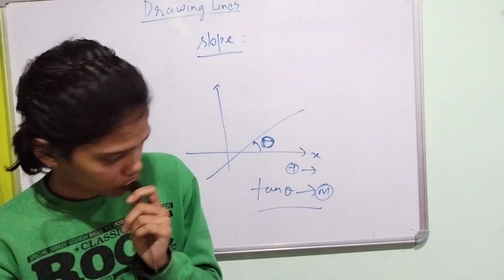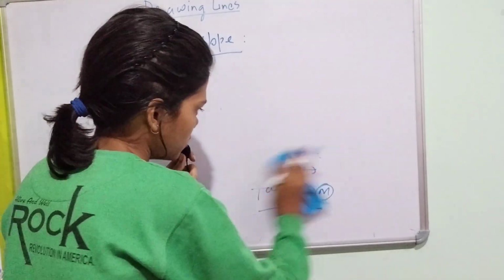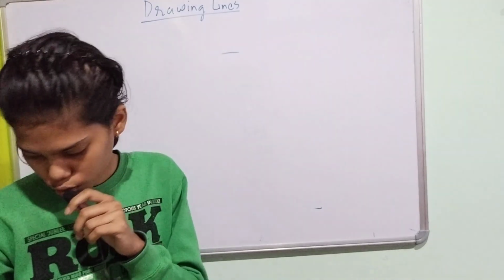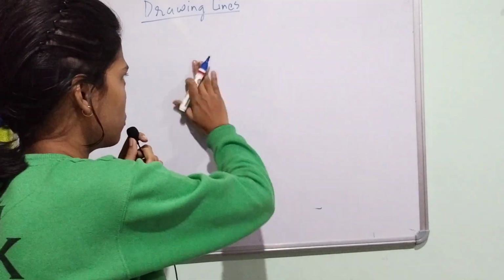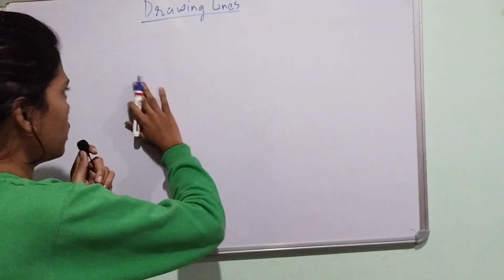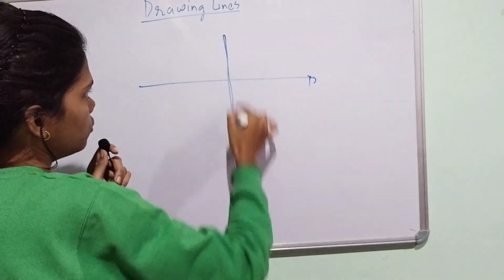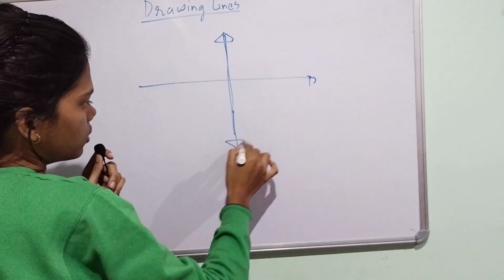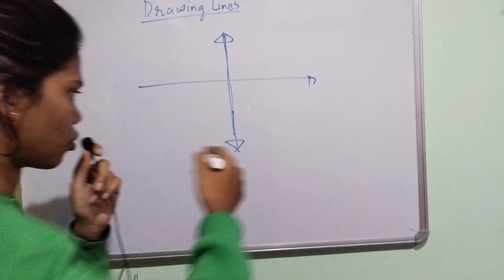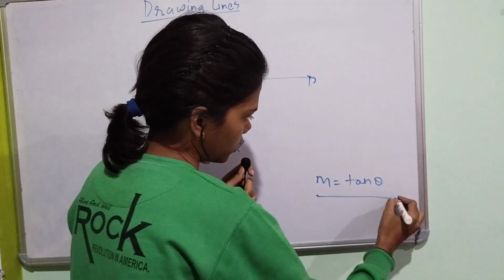So what is the slope? Whenever the line is making theta angle with the positive direction of the x-axis, then tan of that theta angle is called the slope of the line. Now slope can be positive, negative or 0 depending upon the values of theta. So now we are moving further. Now we will determine the sign of the slope, where it is positive, negative or 0. Slope is tan theta.